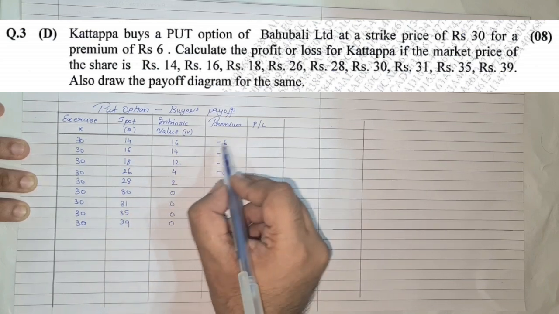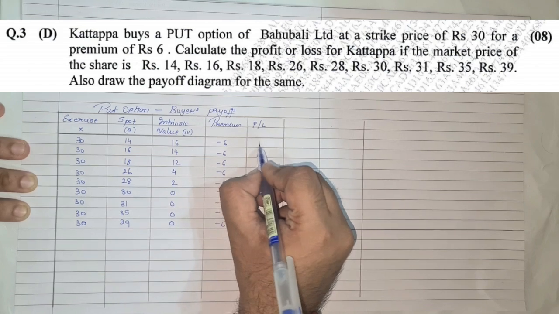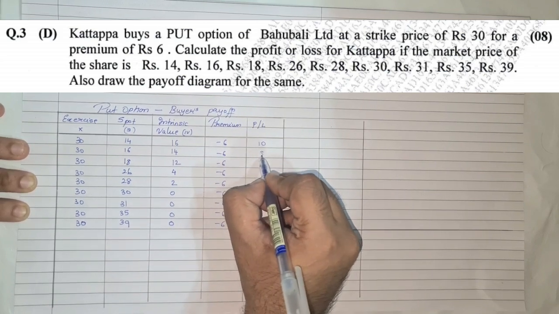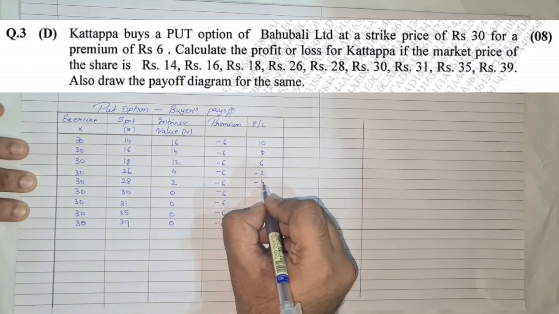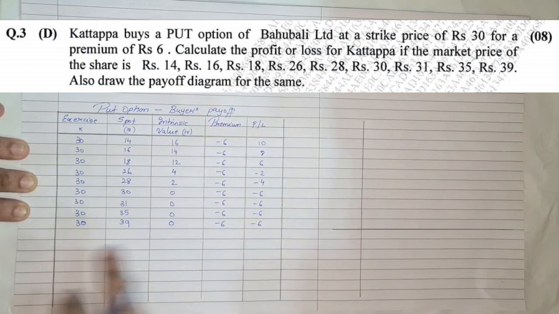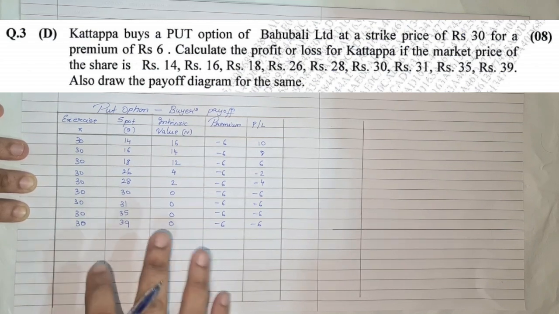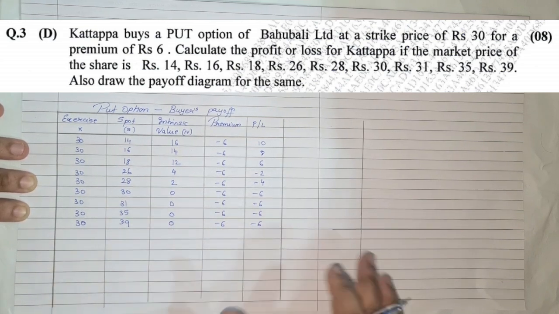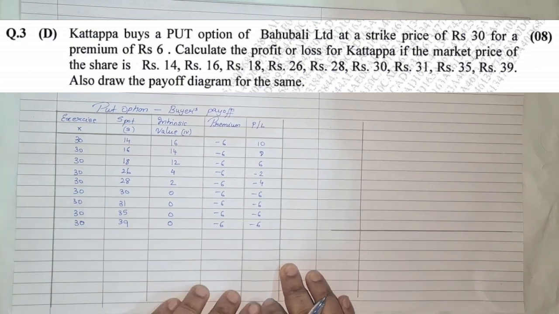Okay, so 16 minus 6 will give you 10, then we have 8, we have 6, negative 2, negative 4, negative 6, negative 6, negative 6, negative 6. So this is how you all had to make the put option buyer's payoff table. Once the table is done, now we can jump on to making the diagram.